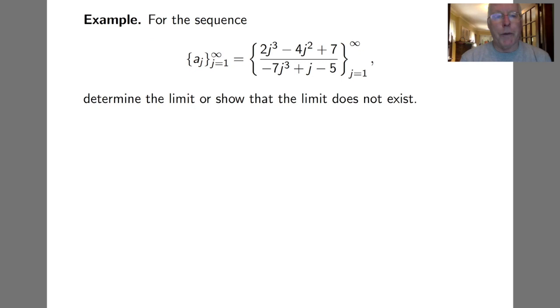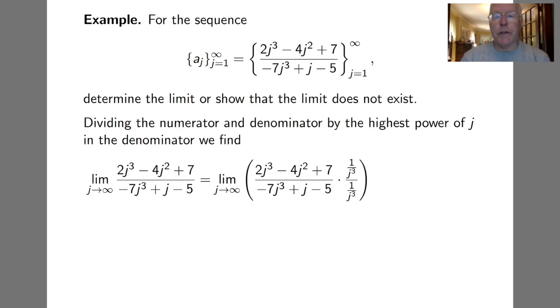So let's start with the following sequence. A sub j, j runs 1 to infinity, defined by 2j cubed minus 4j squared plus 7 over minus 7j cubed plus j minus 5, j runs from 1 to infinity. We'll determine the limit or show that this limit does not exist.